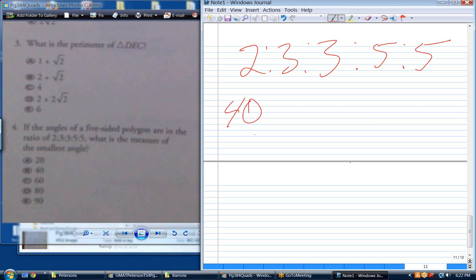So the smallest is 40. What's this one here? In other words, the 2 is equal to the 40. The 3 is going to be what? This is 60. What's the 5 equal to? 100. Add these together. We got 100, 100, 100, 100. We get 360. It's not big enough. It's got to be 540.